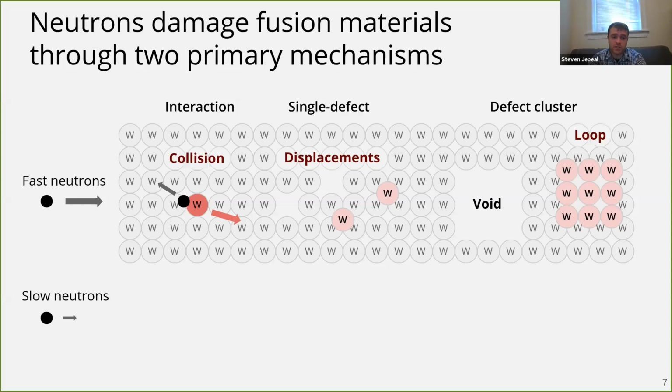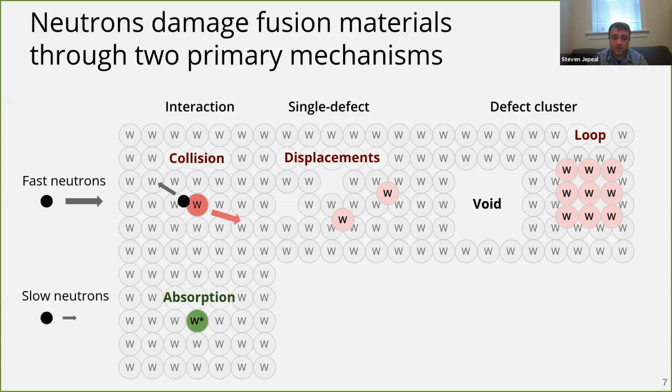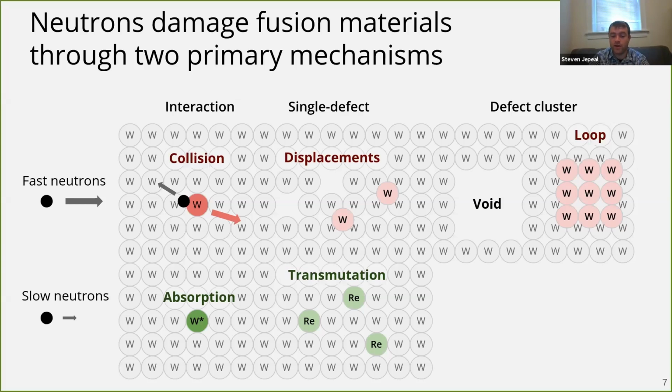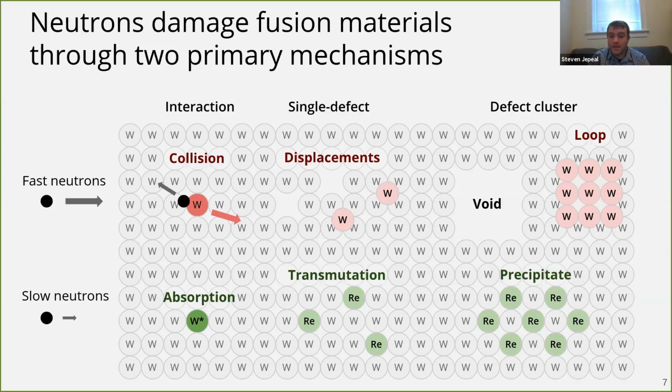Similarly, much slower neutrons can interact in different ways. They're much more likely to be absorbed by a tungsten atom, and that absorption, through further radioactive decay, can lead to new elements. In the case of tungsten, we really care about rhenium, which is just the next element over in the periodic table. The reason we care about it is that if we accumulate enough of this rhenium, we can actually precipitate out new phases.